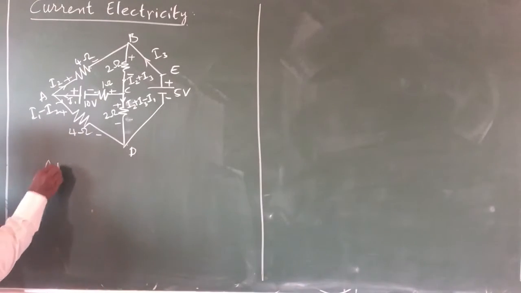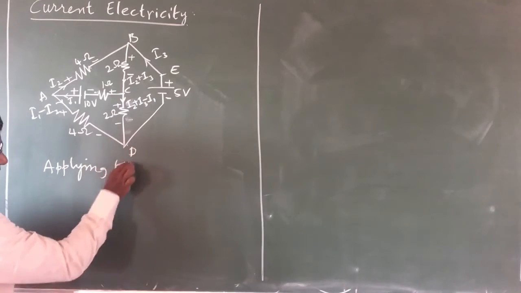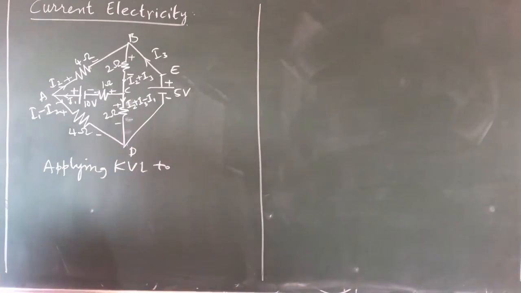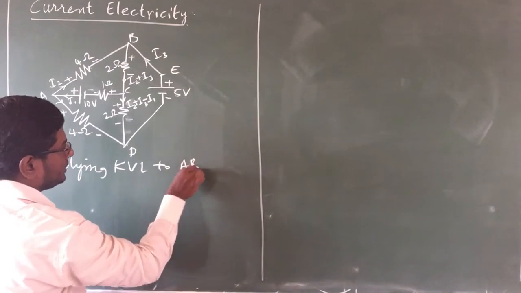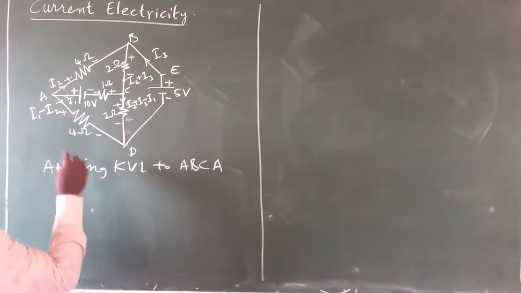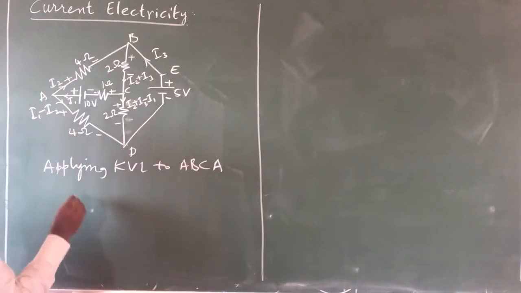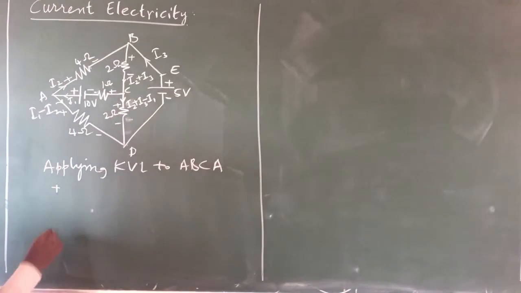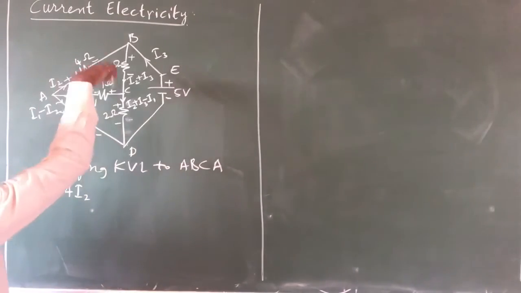So applying KVL. Applying KVL to the first loop, let us take this one, A, B, C, A. So if I apply this to this one, so what is going to happen? Going from A to B, what is the current and what is the resistance? What is the first sign? I am coming across a plus. What is the value there? It is a 4 ohm resistor. What is the current there? It is I2.